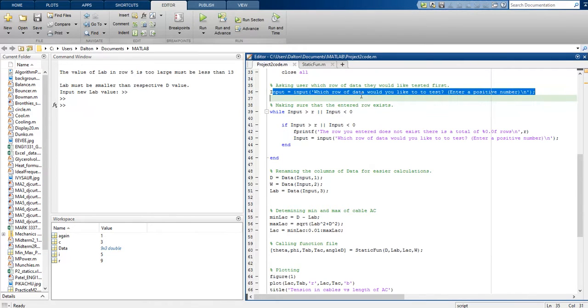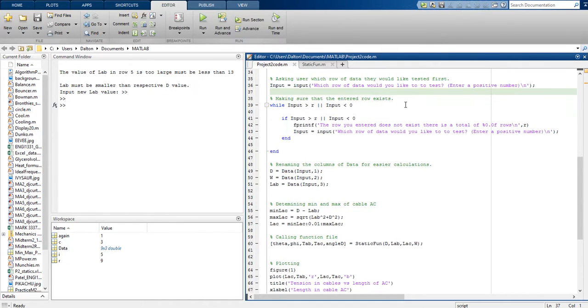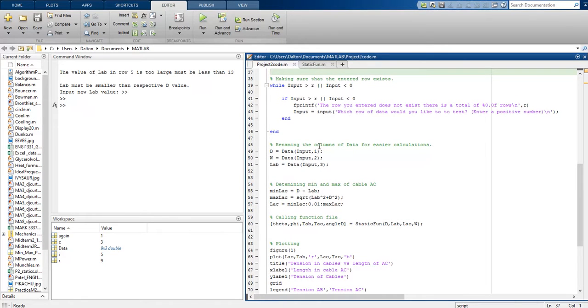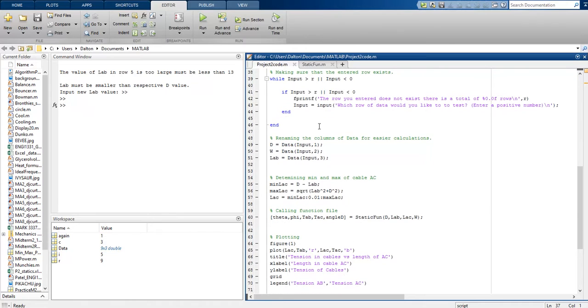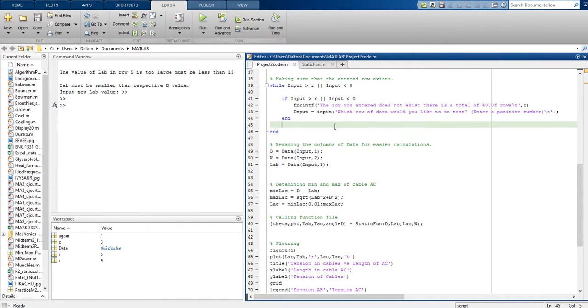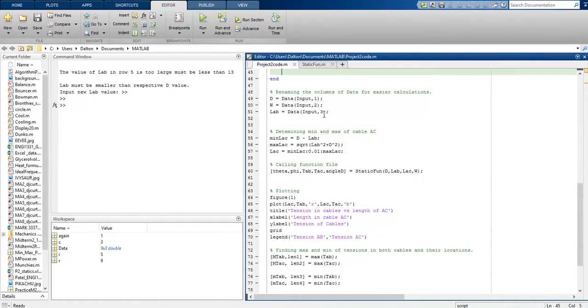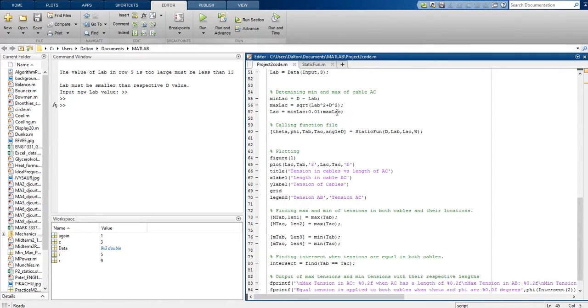Then we have user input asking them which row they would like to test. And this is for the Excel spreadsheet because it has several rows of data and the user needs to choose one. Otherwise there'd be a million plots popping up and that would be no good. So here we're making sure that the user input, they actually input a number which is a row, like not a negative number or something. Here we rename the data into DW and LAB just to make it easier to read.